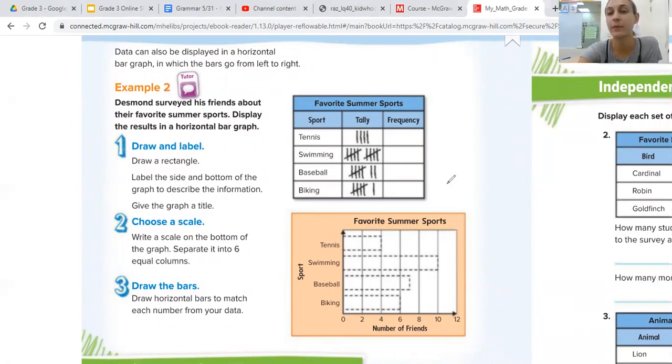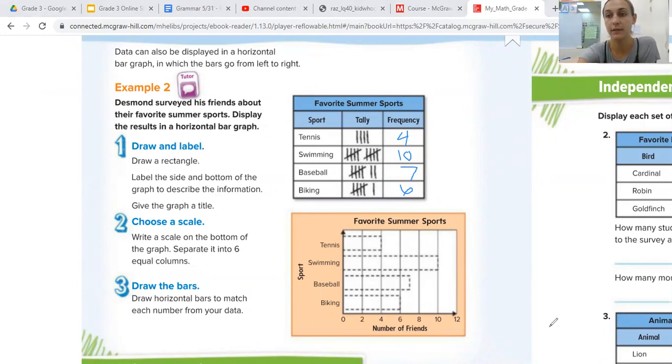First, we're going to fill in the frequency. Remember, the frequency is just a number. So let's count here. How many times? 1, 2, 3, 4 for tennis. 5, 10 for swimming. Remember, I can count by fives. If I see that crossover, that means 5. 5, 6, 7 baseball, and 5, 6 bike. So these are the numbers I'm going to use to fill in my bar graph.